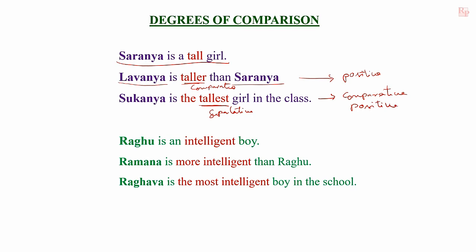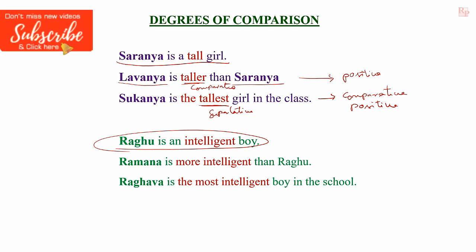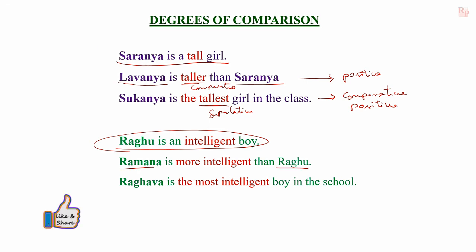Here, this sentence cannot be changed into the comparative or positive because there is only one person in this sentence. Here, Ramana and Raghu are there. There is a comparative form of usage in this sentence. That's why you can change it into the positive degree also. And the superlative form of the adjective is used in this sentence. That's why you can change it into the comparative or positive.